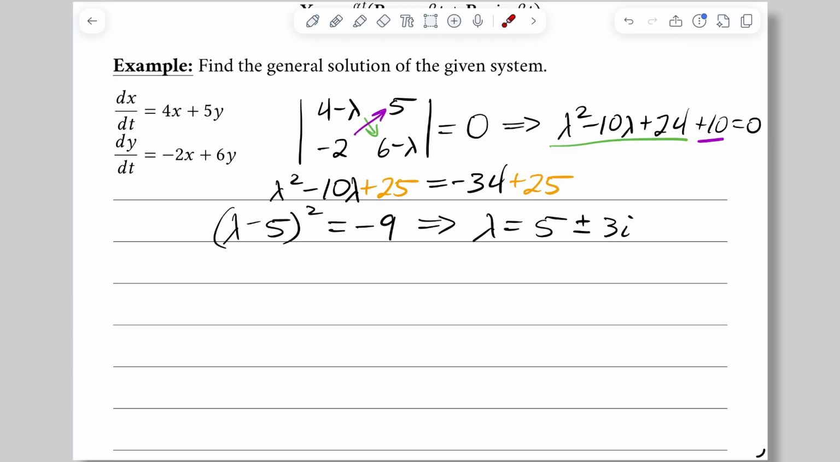What a surprise! We have complex eigenvalues. When we have complex eigenvalues, I'm only ever going to use the one that has the plus in front of the imaginary part. So here I'll use 5 plus 3i.